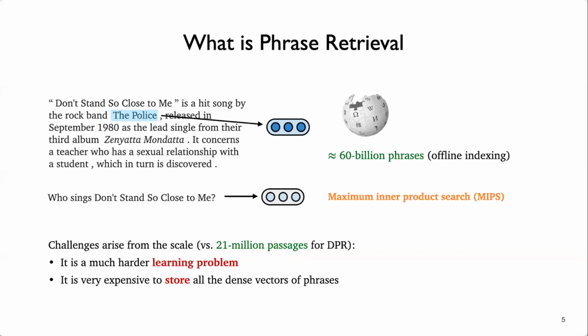This problem is actually a very difficult problem. The main challenge comes from its scale. Compared to dense passage retrieval, which considers 21 million passages in Wikipedia, the number of phrases is several orders of magnitude larger, because we need to consider so many phrases at once. So it's also a much harder learning problem compared to passage retrieval. Even if we can solve the learning problem, how to store all these dense vectors of the phrase representations can also pose a very big challenge.